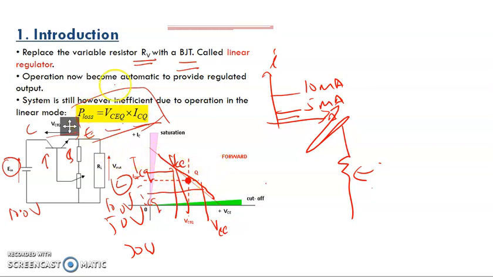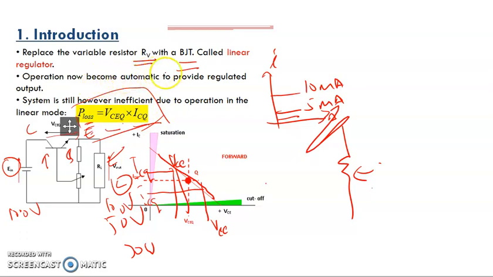So still we have losses, regardless of any voltage that is provided or delivered to the load here. So there shall be losses on the switch of VCEQ times ICQ.